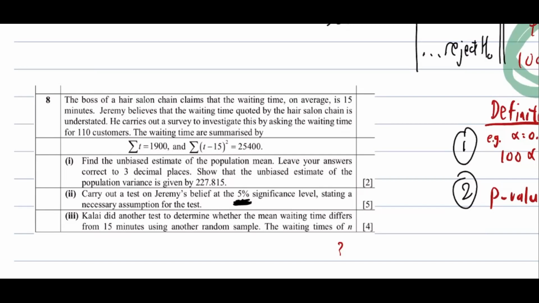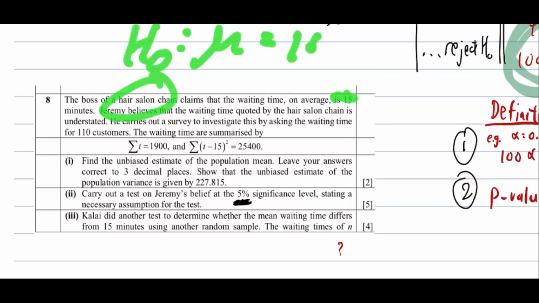What I'm trying to say here is that the hair salon makes a claim of 15, right? So H0 is mu equals 15. But then for H1, this is when you have to be careful. Is it a left tail test, meaning the inequality is less than, or is it a right tail test, or is it a two tail test?